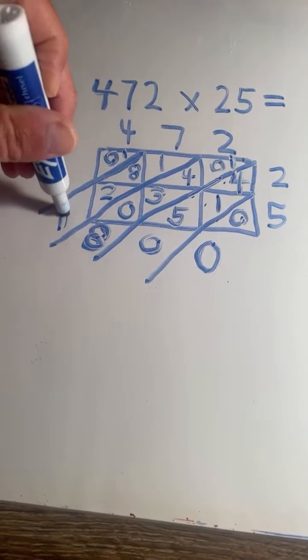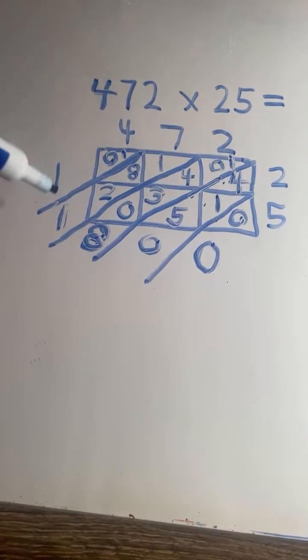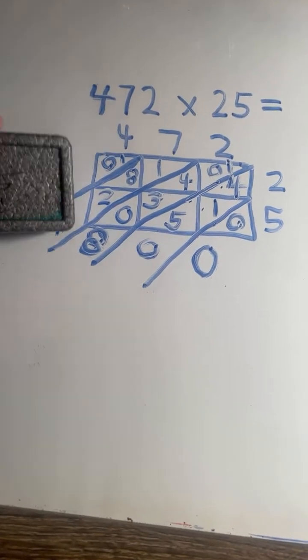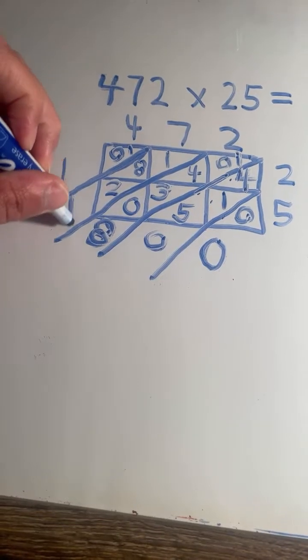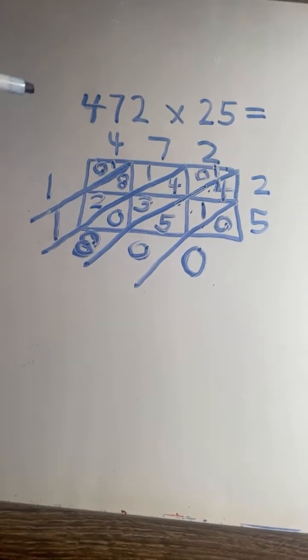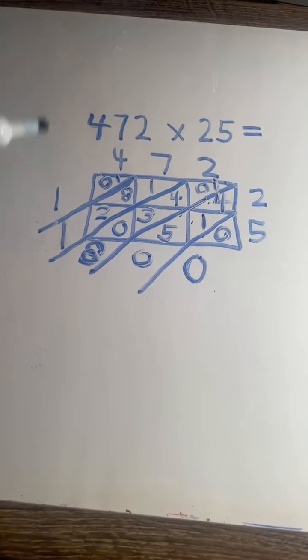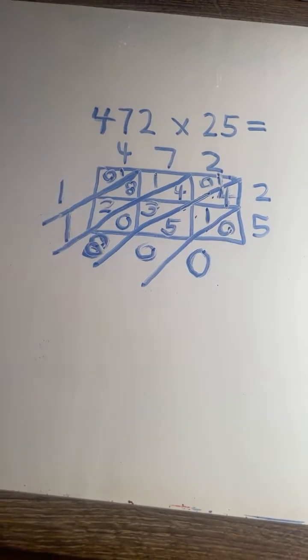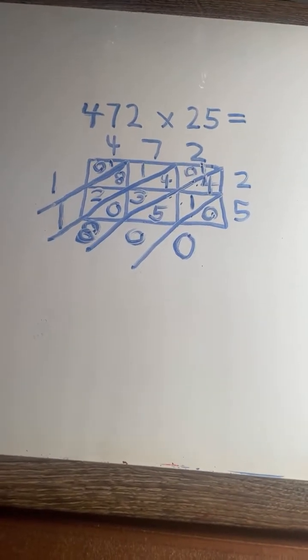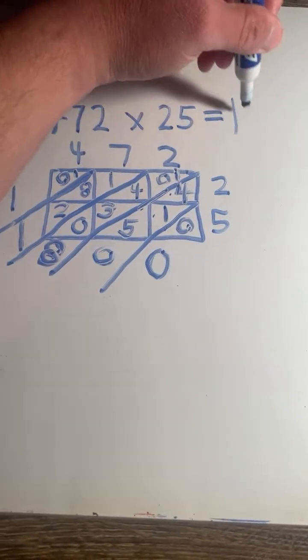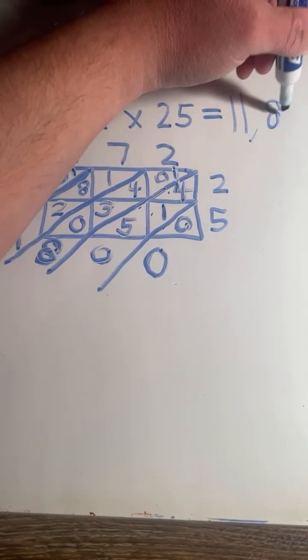So now we read our number from left to right. Let me make the second one a little neater here. So we have 11,800. 472 times 25 equals 11,800.